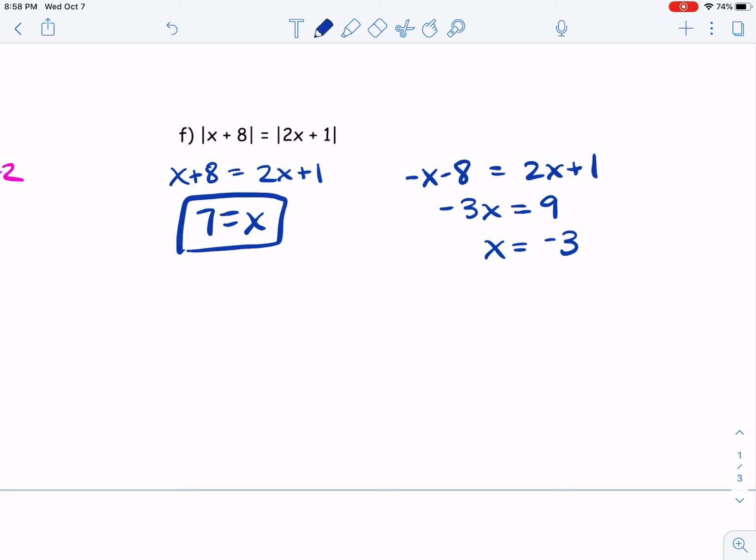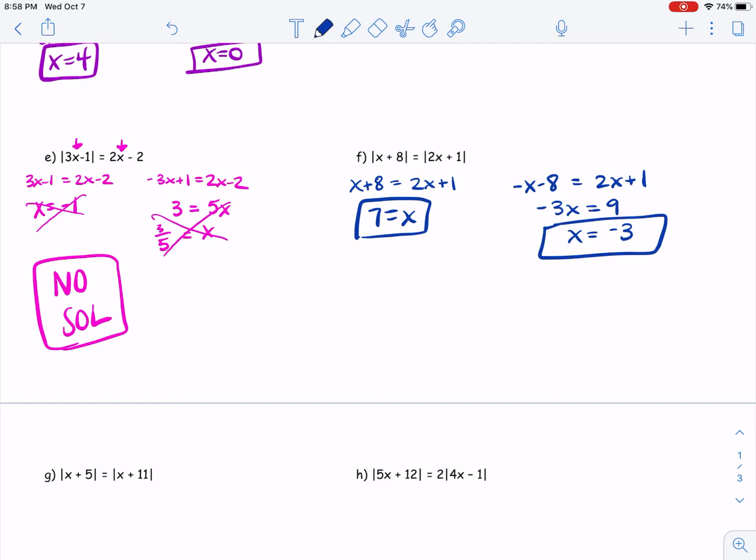Then I'm going to check my -3. -3 plus 8 is 5. Absolute value of 5 is 5. 2 times -3 is -6. -6 plus 1 is -5. Absolute value of -5 is 5. 5 equals 5. So this is also a solution.